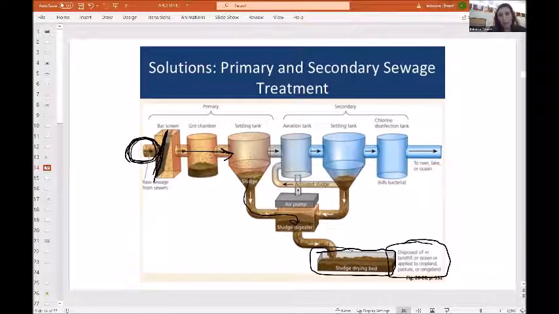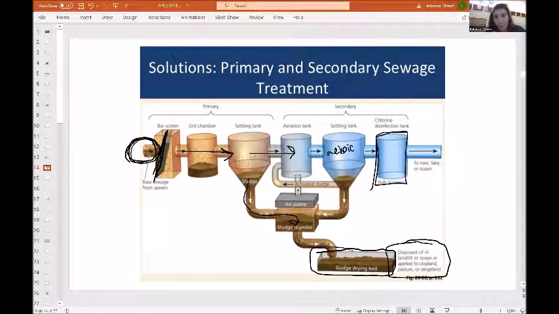Now, secondly, you go to an aeration tank in secondary sewage treatment that gets oxygen going, kind of like reactivates whatever's in there. That goes to another settling tank once it's been decomposed by our aerobic decomposers. And then again, you've got chlorine disinfection, which kills bacteria, and then that's discharged back into the ecosystem.